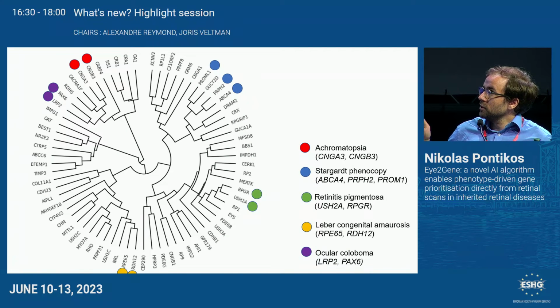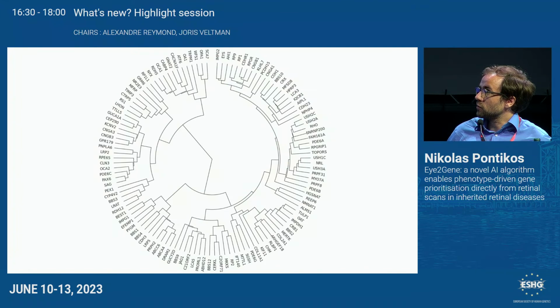And using that, we obtain a dendrogram, and we're able to recapitulate a lot of the known phenotypes. So I've highlighted them there for you. These are known phenotypes, so it's quite encouraging to see that Eye2Gene is identifying the phenotypes that are already known. Some of them are not known, but it's worth looking at this further. So this is for 70 genes, and this is for all the genes that we've got in our data set, which is 120.